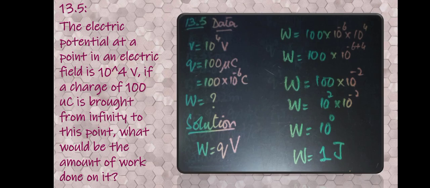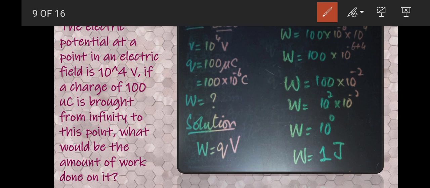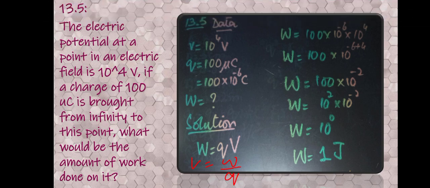As we know, we have discussed, I have just told you the formula, V equals W by Q. We have just rearranged it for finding the work. That will be W equals QV. Putting the values will give you 1 joule.